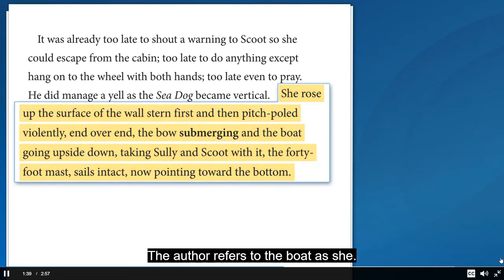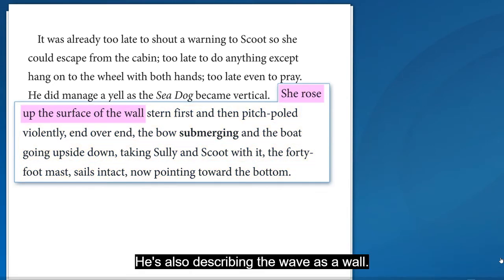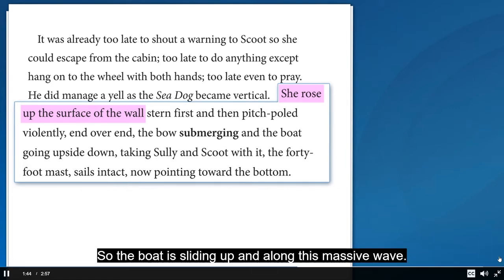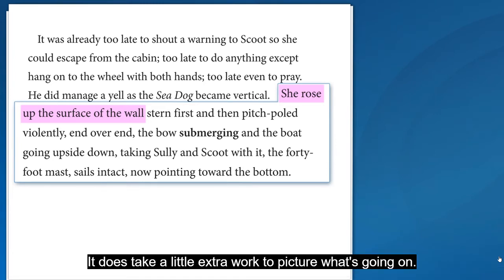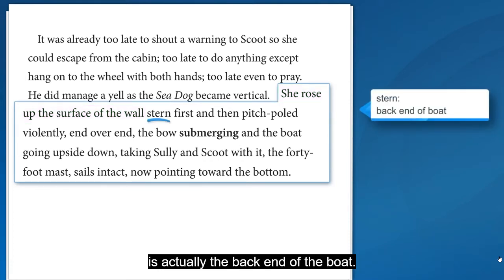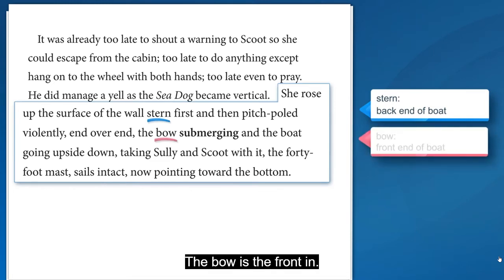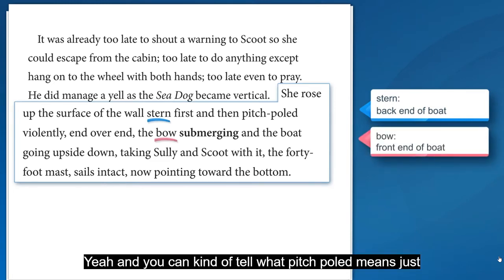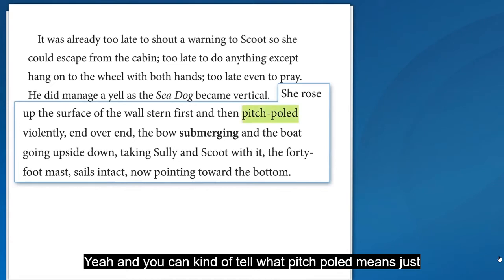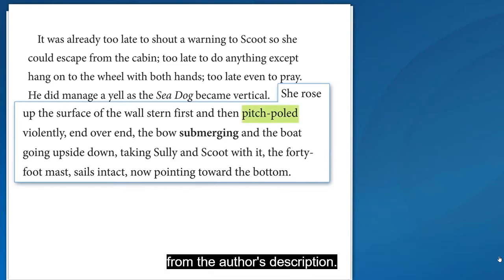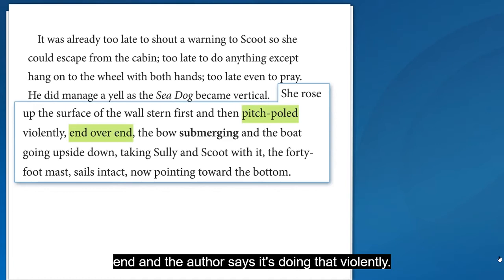The author refers to the boat as she. He's also describing the wave as a wall. So the boat is sliding up and along this massive wave. Yeah, and they're using some technical or really boating terms here. It does take a little extra work to picture what's going on. Yeah, and I double-checked to remind myself that the stern is actually the back end of the boat. The bow is the front end. Yeah, and you can kind of tell what pitch-poled means just from the author's description. It means flipping end over end, and the author says it's doing that violently.